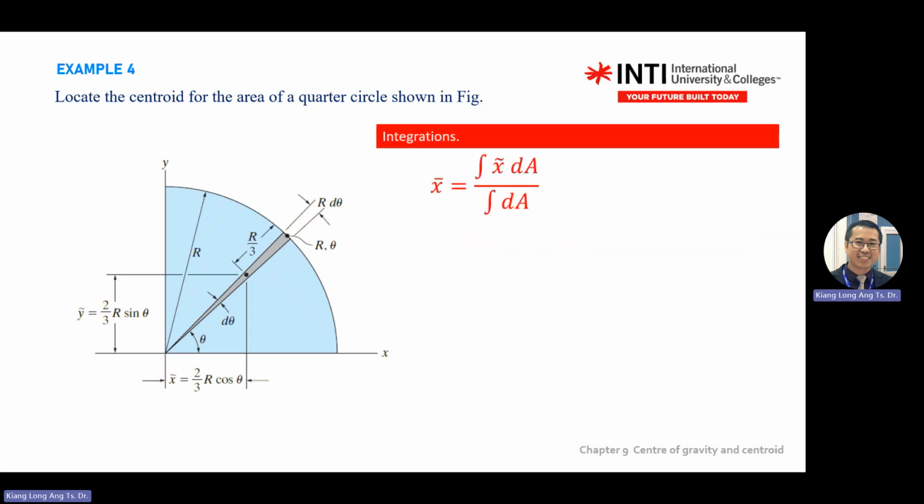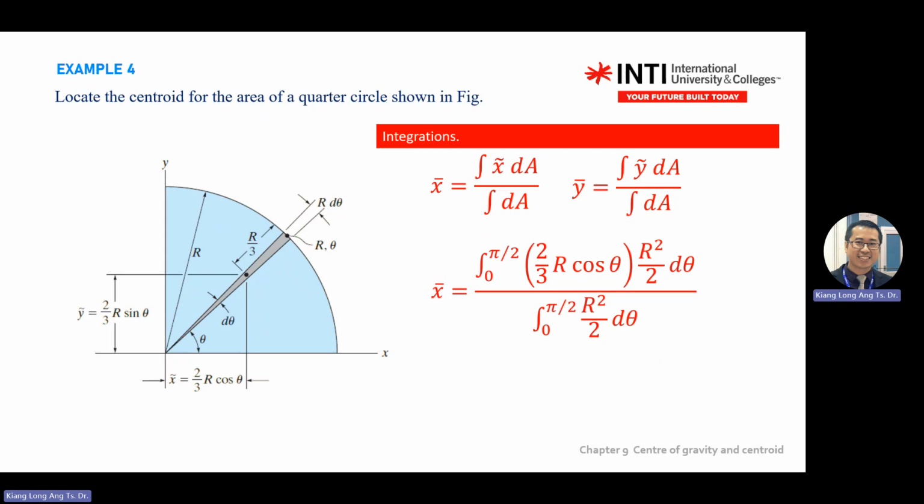Then you do integration. Okay. So integration, you have x bar, y bar. Substitute the area that you calculated. Just substitution. Important is the limit here. Some of you might make a careless mistake here. You will forget what value to put here. Here is only a quarter, so a quarter is 0 to 90 degrees. 90 degrees is half pi.